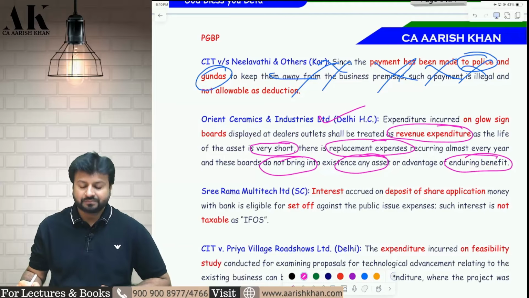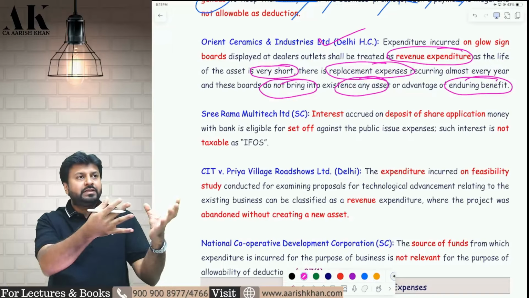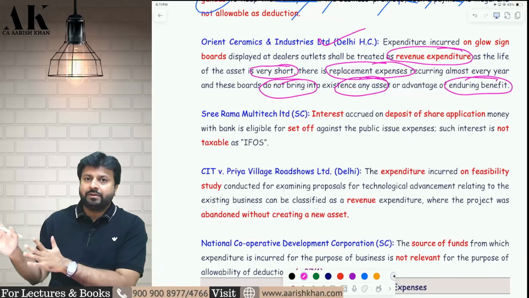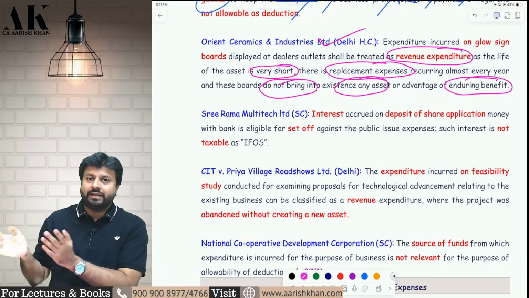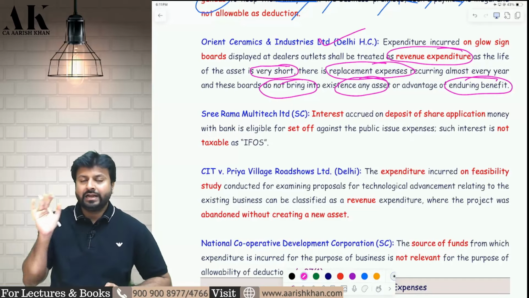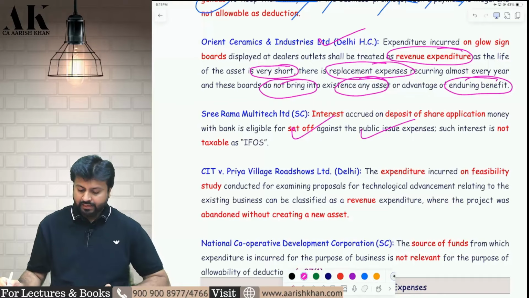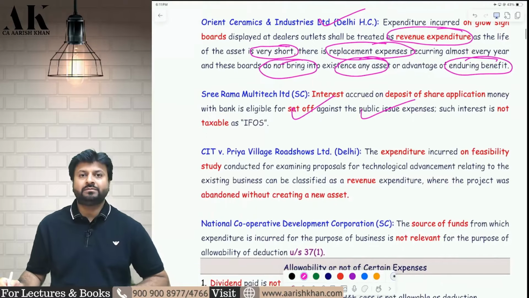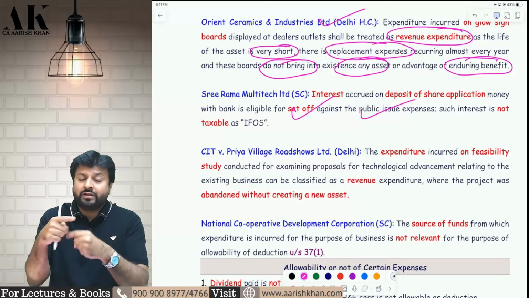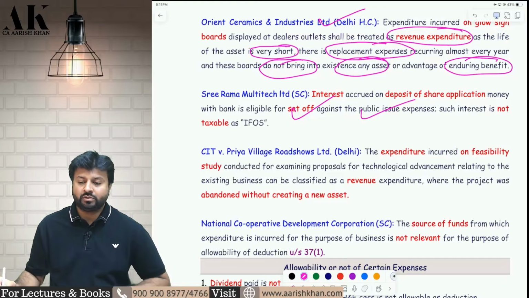Is it clear? Next one is a very important case law. I am a company. I am raising some funds from the investors in the form of share application money. I am putting that share application money in the bank. From that, I'm getting some interest. Whether that interest will be chargeable as IFOS? No. The court has said that that interest should be set off against the public issue expenses. That interest should not be considered as IFOS income. Whatever are the share issue expenses, against that the interest will be set off. I hope it is clear to all of you.